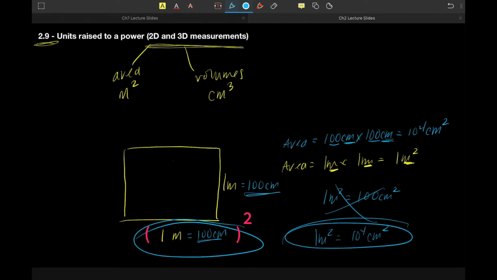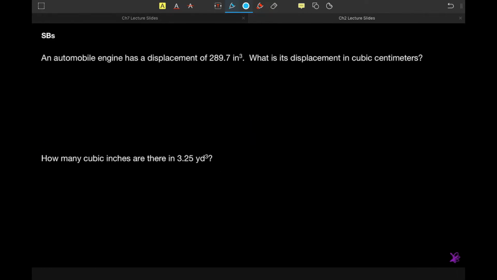All right, let's go ahead and apply this to a couple of scenarios to help cement the point. So an automobile engine has a displacement of this many inches cubed. So that's a volume. What is its displacement in cubic centimeters? So we would like to go from inches cubed to so many centimeters cubed, okay? First, do we know a relationship between inches and centimeters in one dimension? Yes, we do, because you've memorized it: 1 inch is equal to 2.54 centimeters.